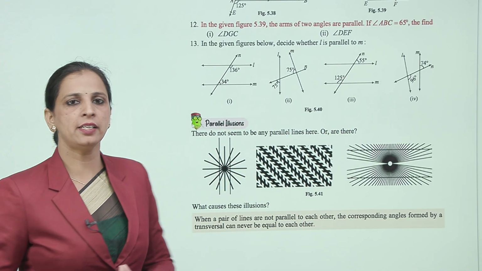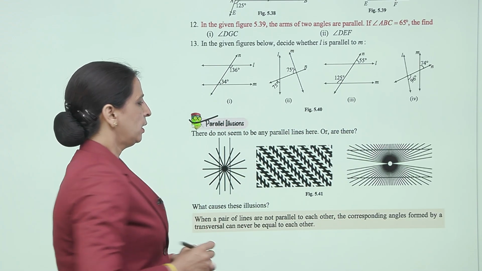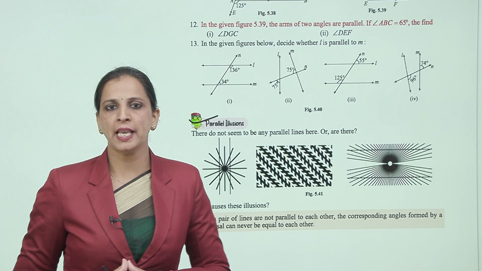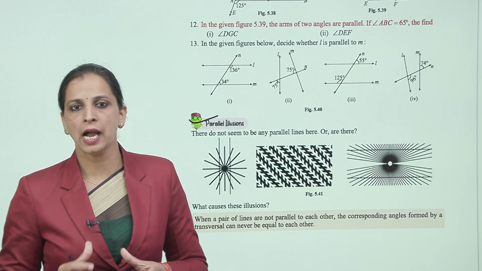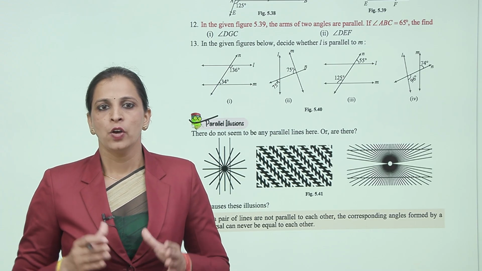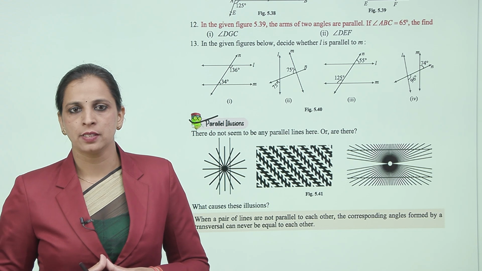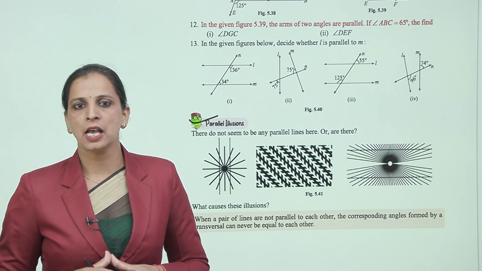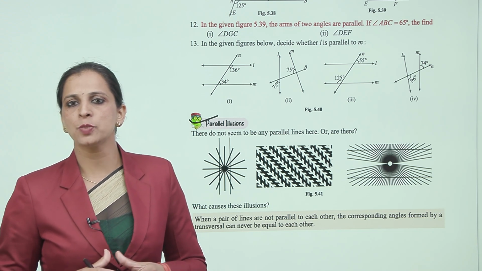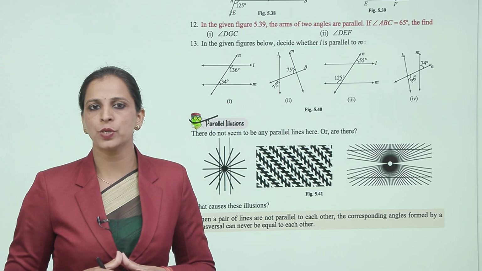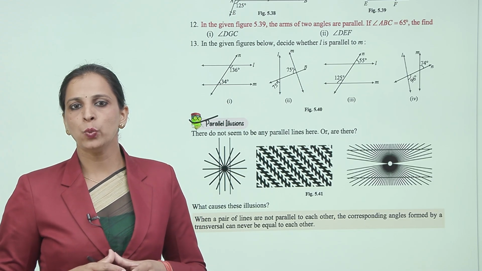Now, next is parallel illusions. There do not seem to be any parallel lines here, or are there? What causes these illusions? When a pair of lines are not parallel to each other, the corresponding angles formed by a transversal can never be equal to each other.